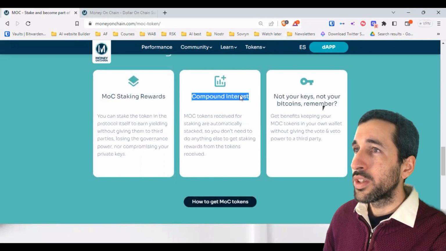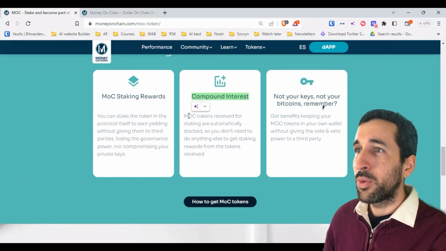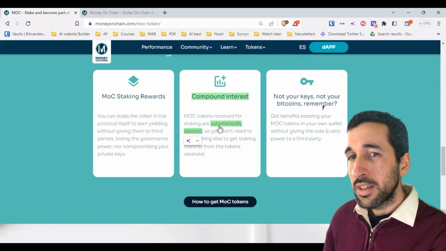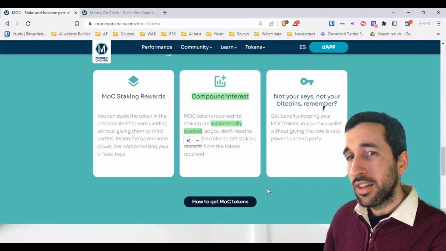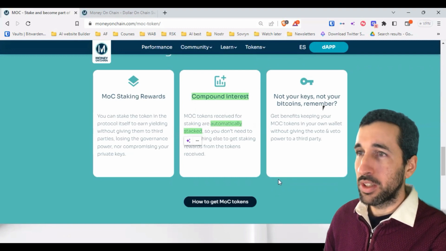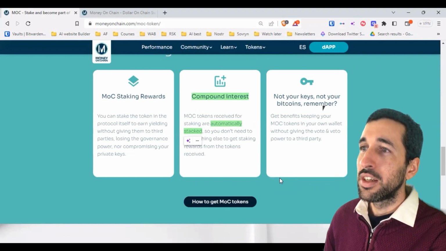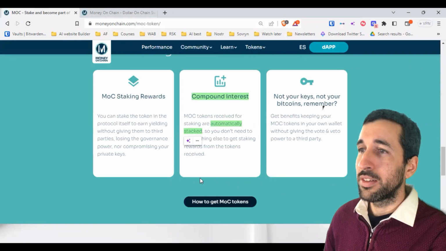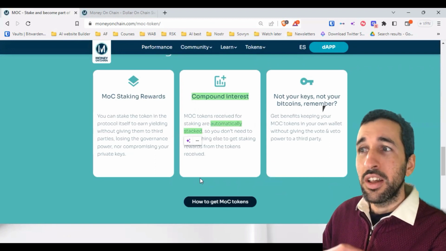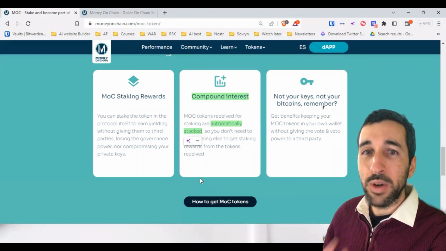Compound interest. What does this mean? This means that all the MoC tokens that we receive from staking are automatically staked. So they don't go into our wallet, they automatically restake and start earning on top of them. So it's compounding interest. That means that our interest immediately starts earning us more MoC tokens. So they're stacking on each other on a continual basis. We don't have to do anything.